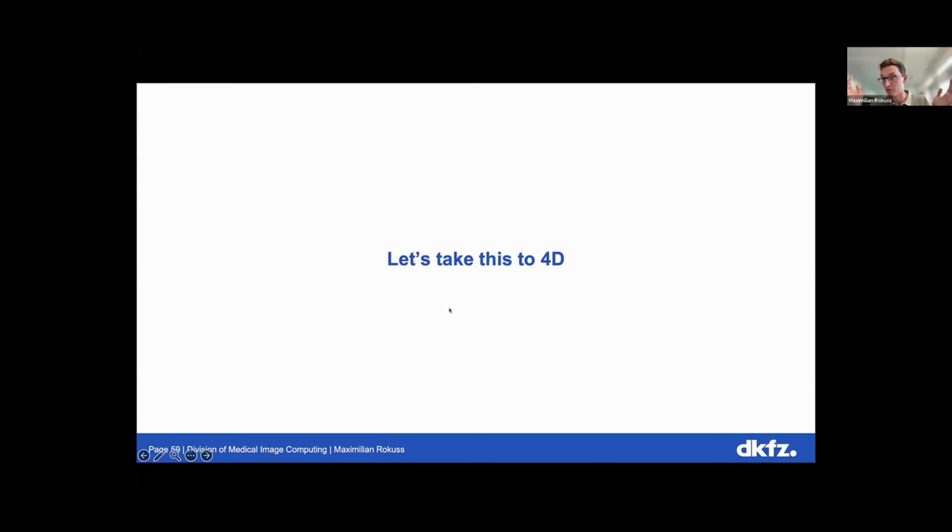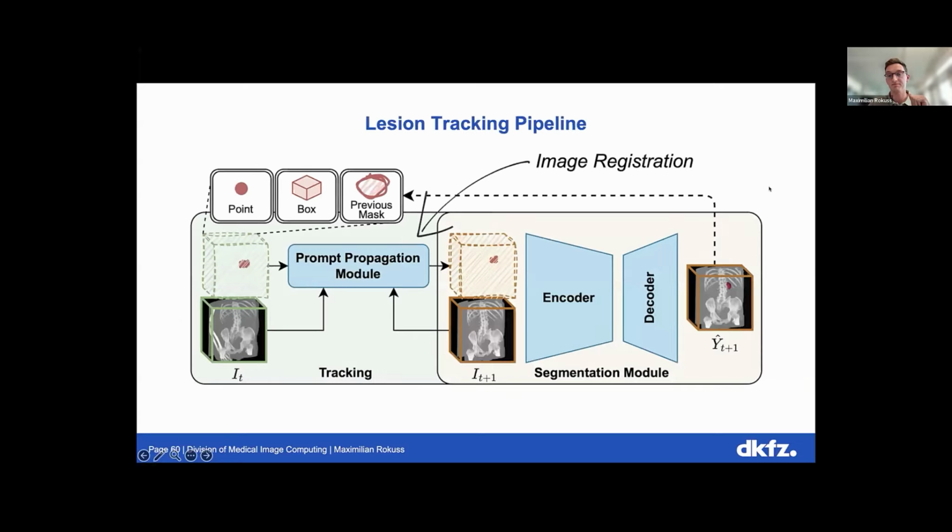And now, I promised it in the beginning, right? We want to do tracking. So let's take this to 4D. Let's not only do 3D segmentation, but let's really look into tracking the lesions. So here you can actually finally see the full model architecture. On the right side, we have our well-known segmentation module we already talked about. And on the left side, we see the tracking module.